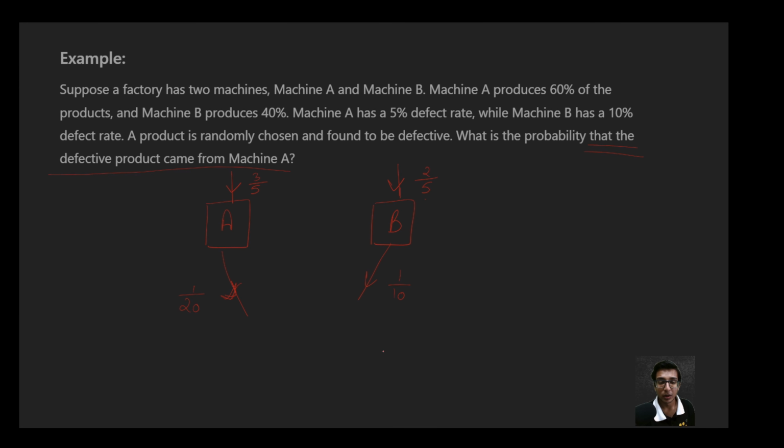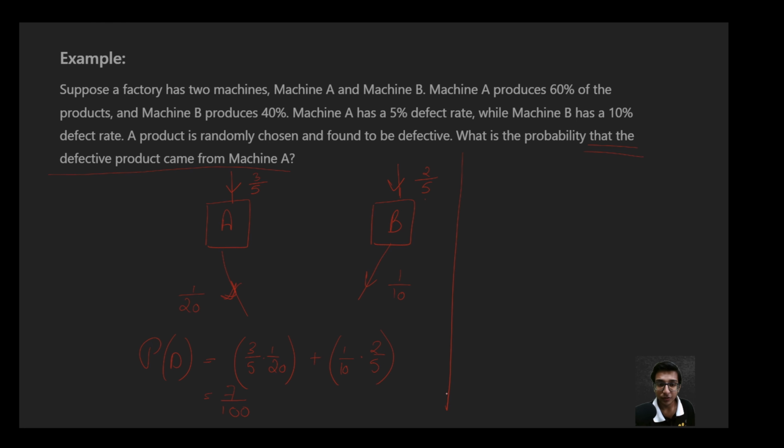So what is my total probability? What is my probability of getting a defective piece going to be? 3 by 5 into 1 by 20 plus 1 by 10 into 2 by 5. And from here what do we get our answer to be? Let's say I multiply this by 2 and 2 below, so this would become 2 by 40, that is 4, plus 3 makes it 7 by 100. So my probability of choosing a defective piece is 7 by 100.